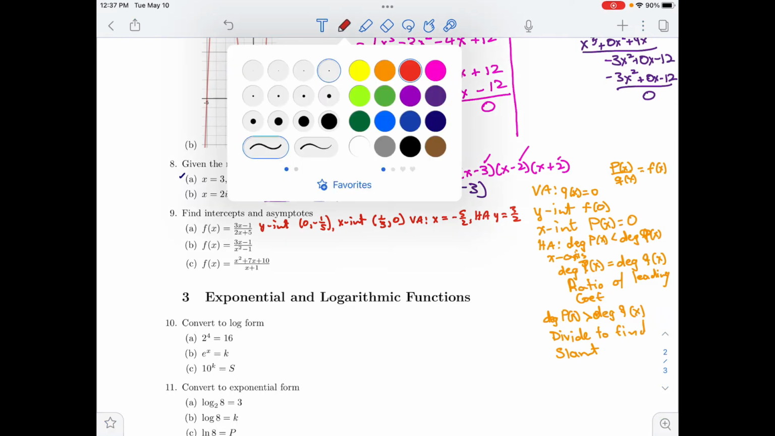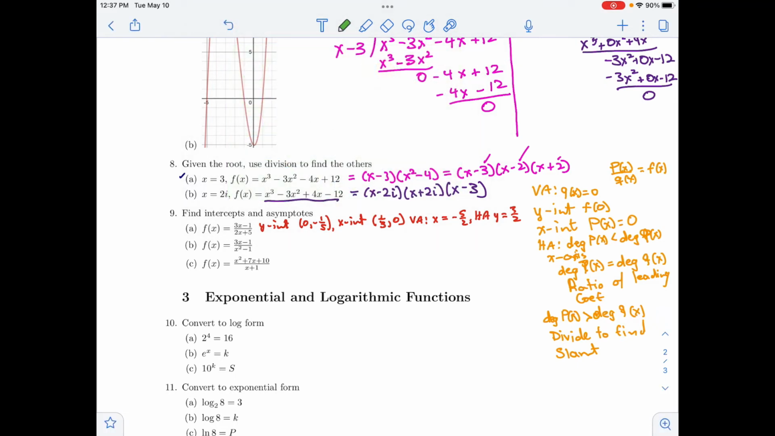Okay, now let's look at the next one. Y-intercept is going to be 0, 1. I'm just putting a 0 in for x. X-intercept is going to be 1/3, 0. Vertical asymptote, we got two of them. X equals plus or minus 1. Horizontal asymptote, y equals 0. Or, in other words, the x-axis.